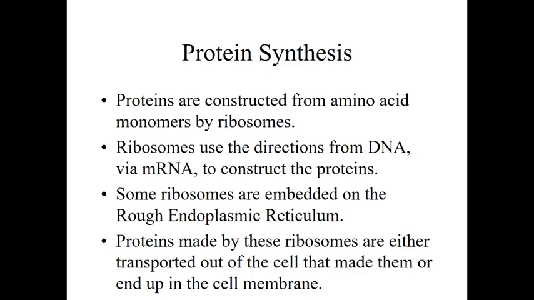Let's also talk for a second about protein synthesis. Remember that proteins are constructed from amino acid monomers, and these amino acid monomers are put together by an organelle called the ribosome. Ribosomes use directions from the DNA via the messenger RNA to put together the proteins. Some ribosomes are embedded on an organelle called the rough endoplasmic reticulum. Proteins made by these ribosomes usually are either transported out of the cell and used by other cells or other parts of the body, or they may end up in the cell membrane as transport proteins or carrier proteins.